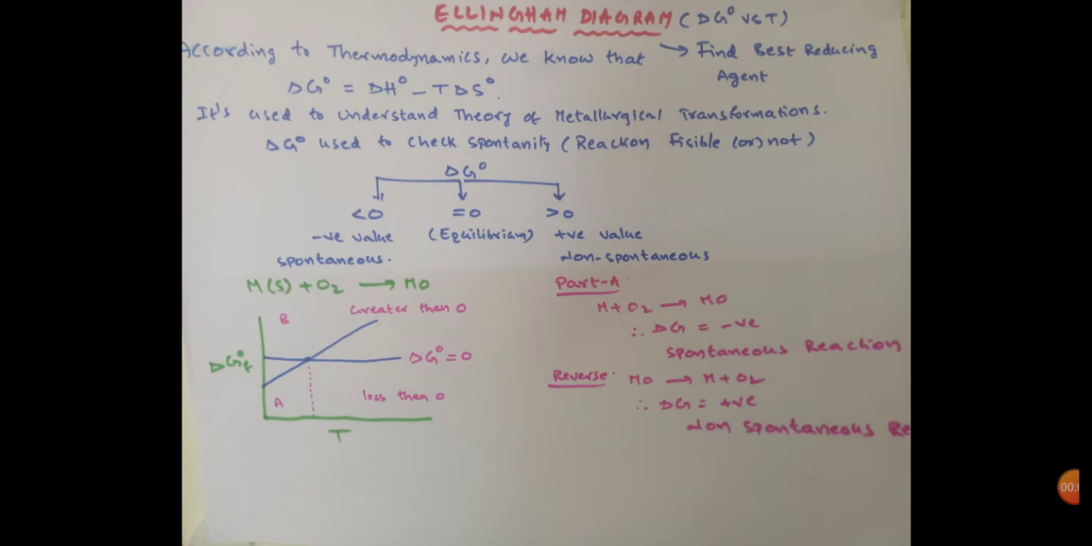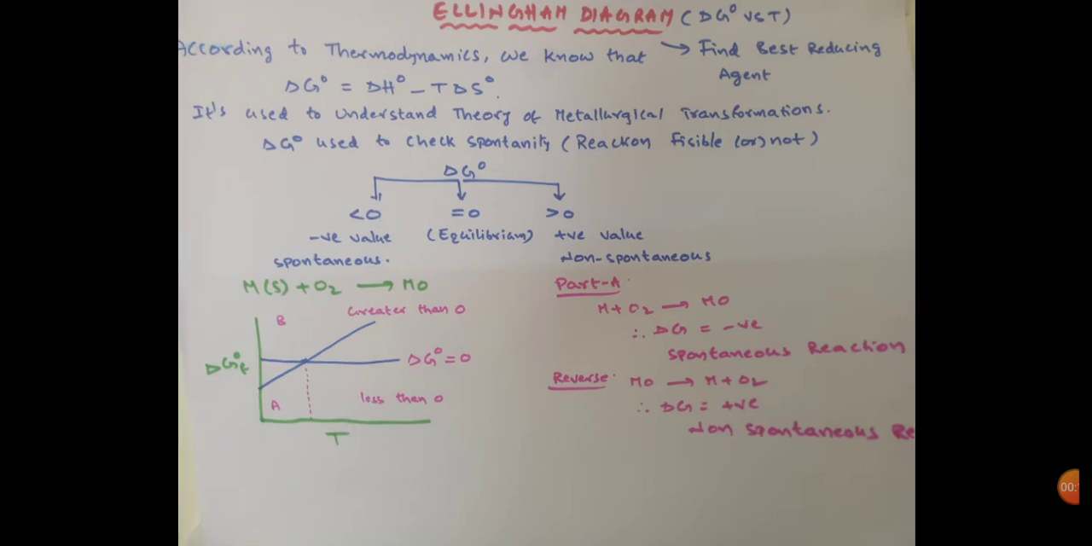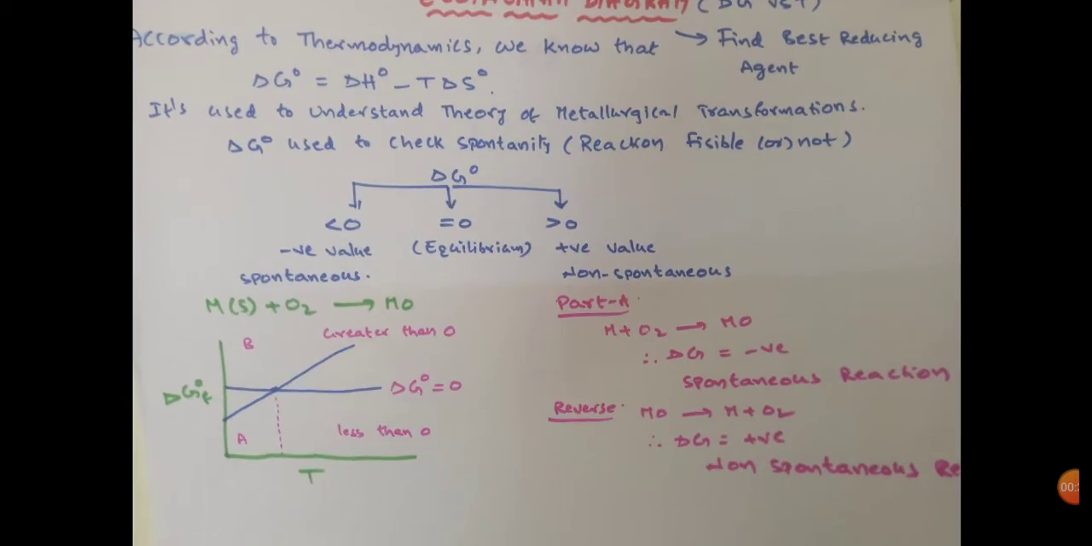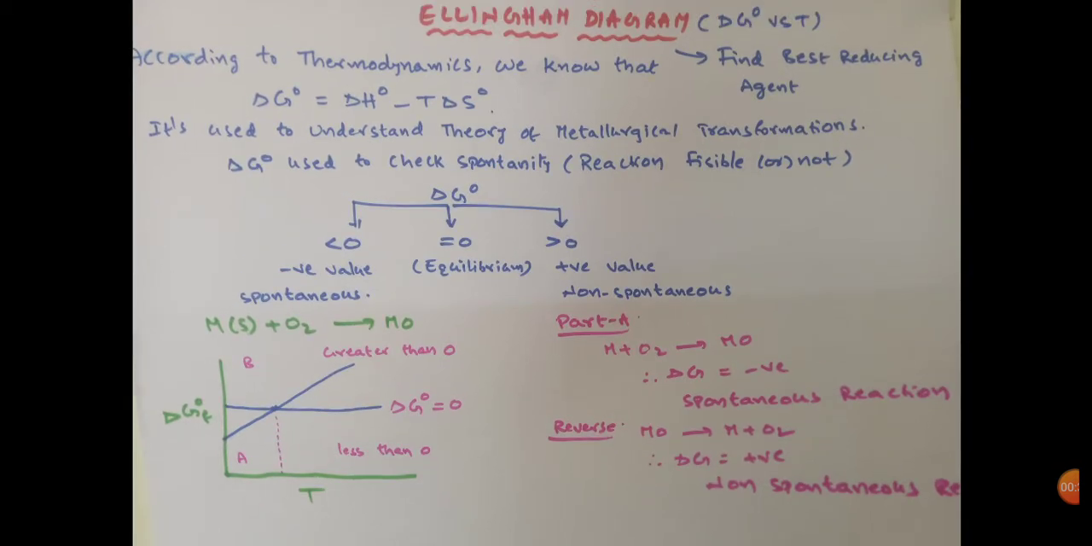Now this is a topic from metallurgy, which is in the general principles of isolation of metals. The Ellingham diagram is generally used to find out the best reducing agent in a chemical reaction. This is a graphical representation of change in Gibbs free energy versus temperature. This is a brief introduction to the Ellingham diagram.